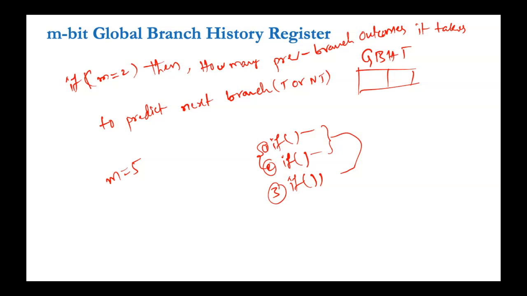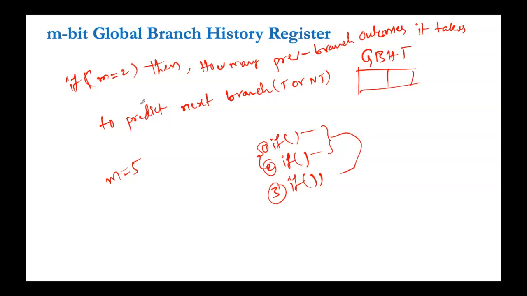Very good. It must be clear that in the branch history, we are talking about the global branch history register, not the branch history table. The branch history table takes status. Correct, Thomas.